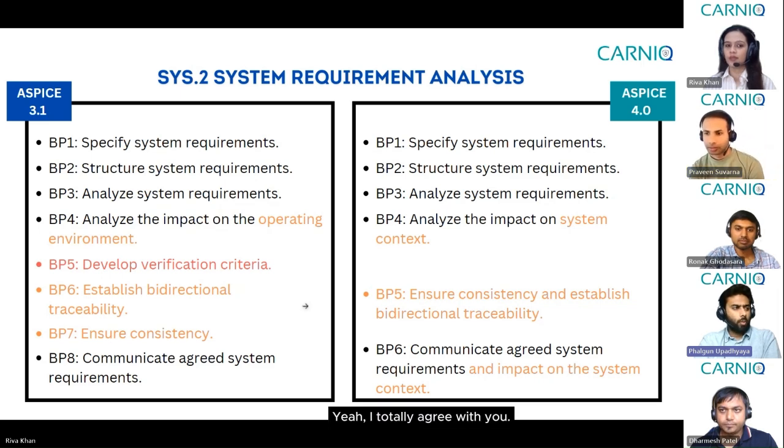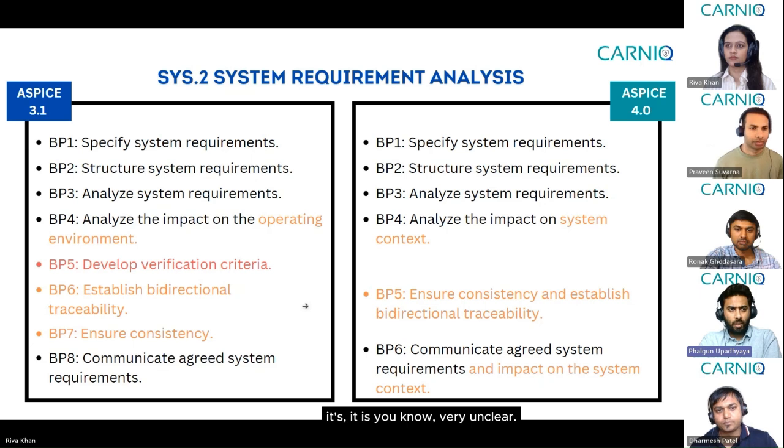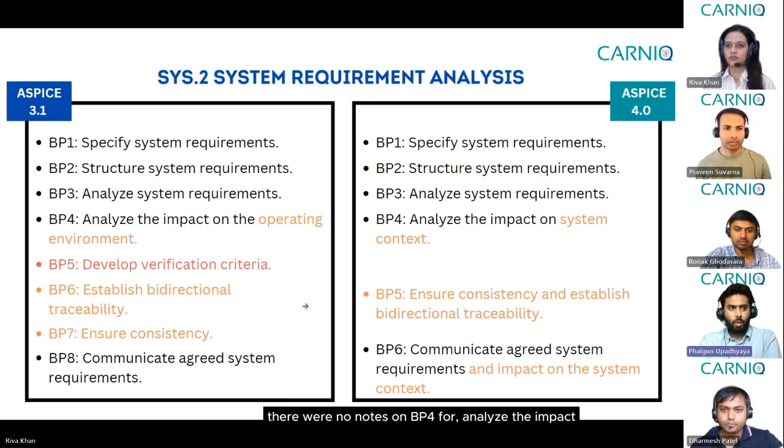Yeah, I totally agree with you. The reason being the impact on the operating environment, previously when it was 3.1, was very unclear. Even if we see 3.1, there were no notes on BP4 for analyze the impact on operating environment. Of course, it did give a couple of extra sentences saying that you check for the interfaces and the operating environment, or maybe the other elements in the operating environment. But what exactly you are looking for is the biggest question.